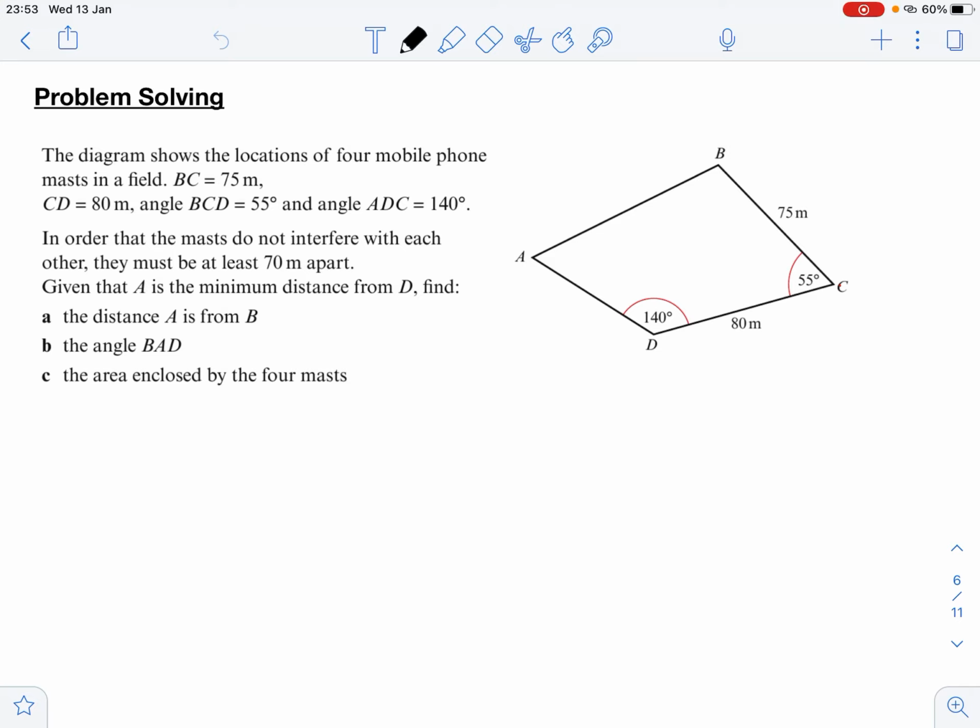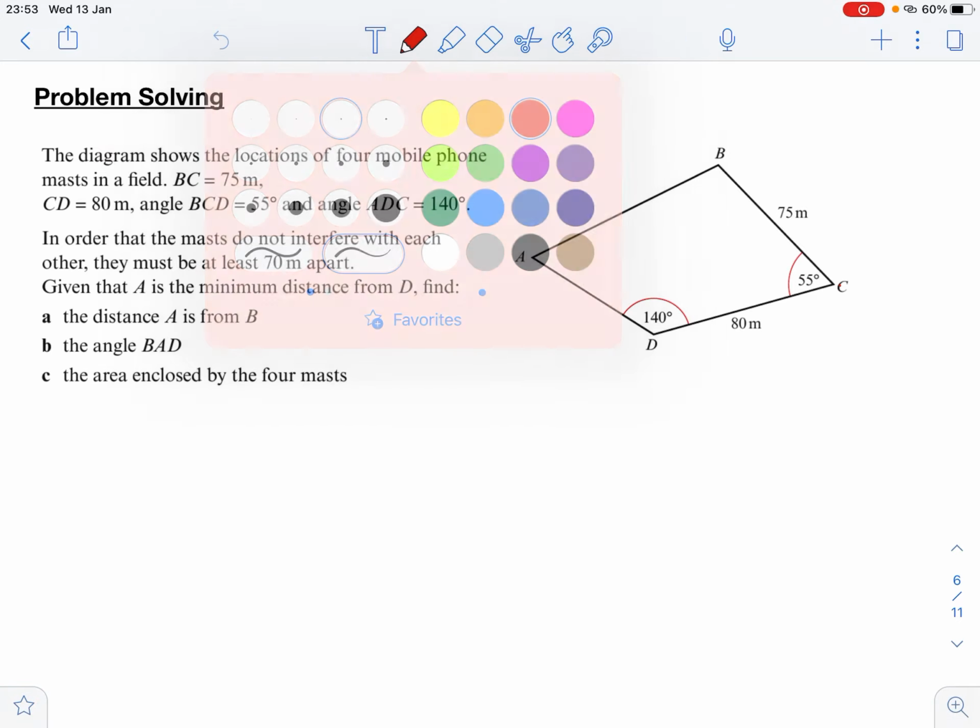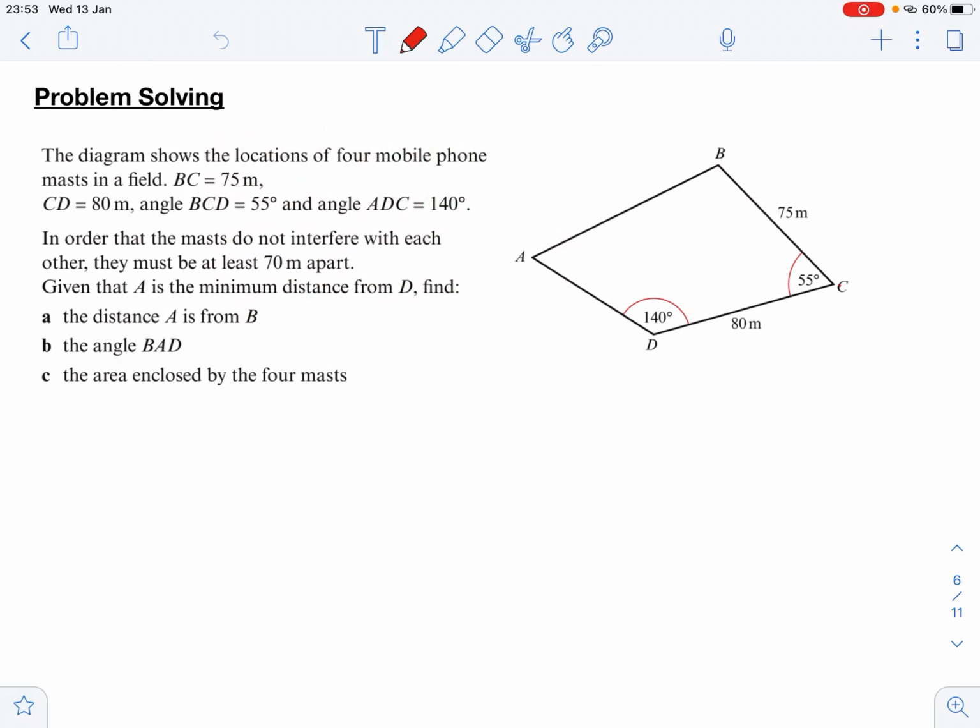We're told that BC is equal to 75. So this length BC is 75. Then CD is 80. Angle BCD is 55 and angle ADC is 140.